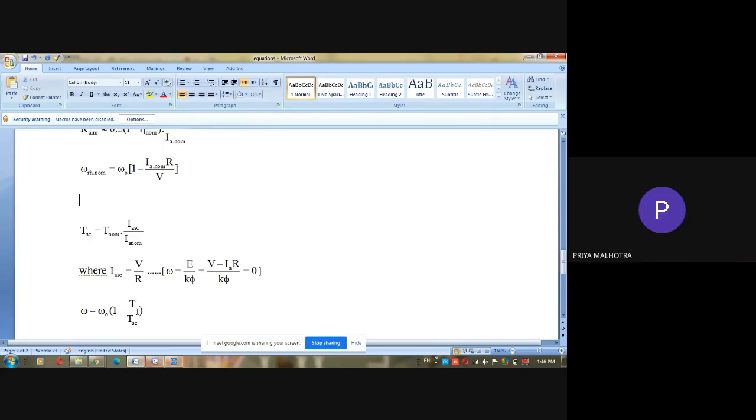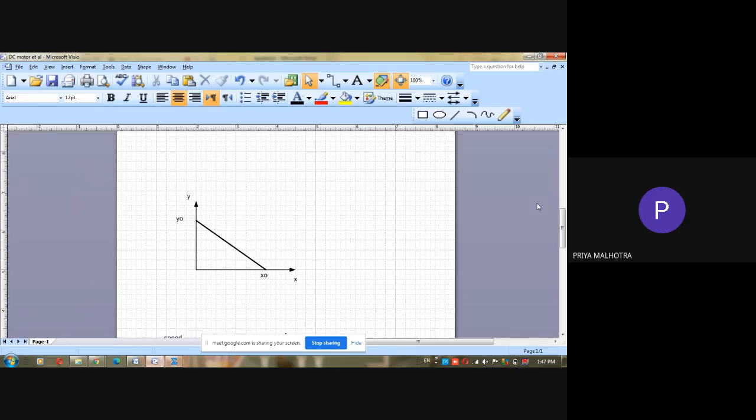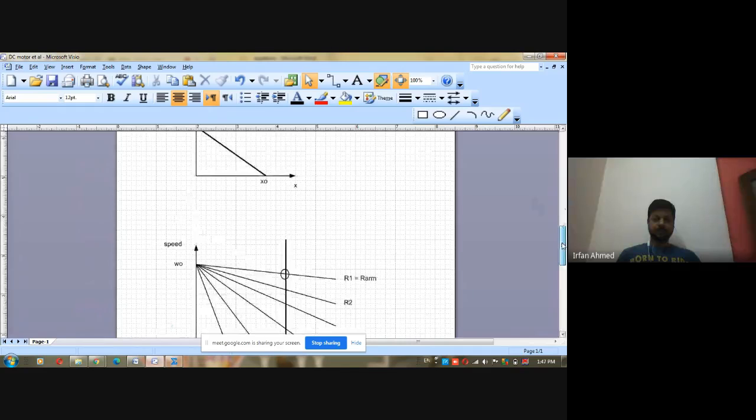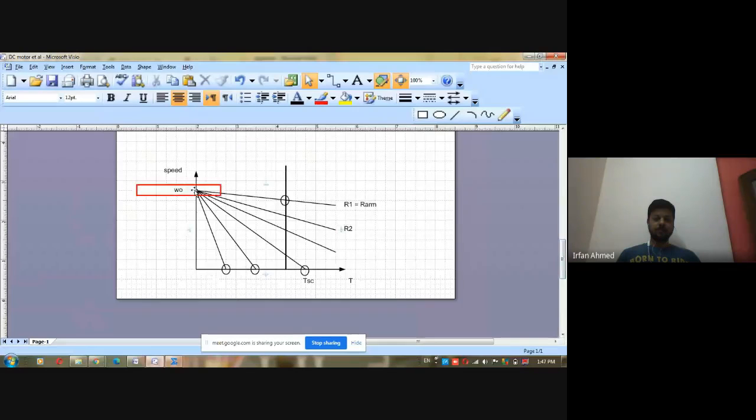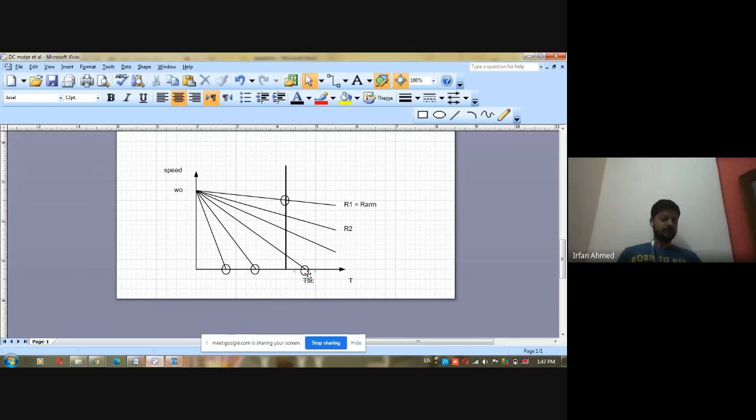Correct? So when torque is 0, omega is equal to omega 0. And when torque is equal to the short circuit torque, T is equal to Tsc, this becomes 0, so omega is equal to 0. So when torque is equal to the short circuit torque, omega is equal to 0.